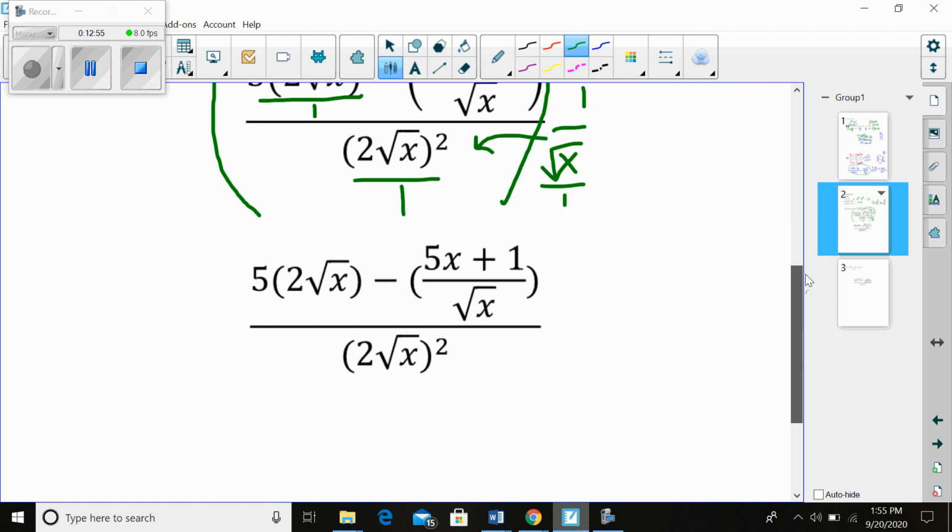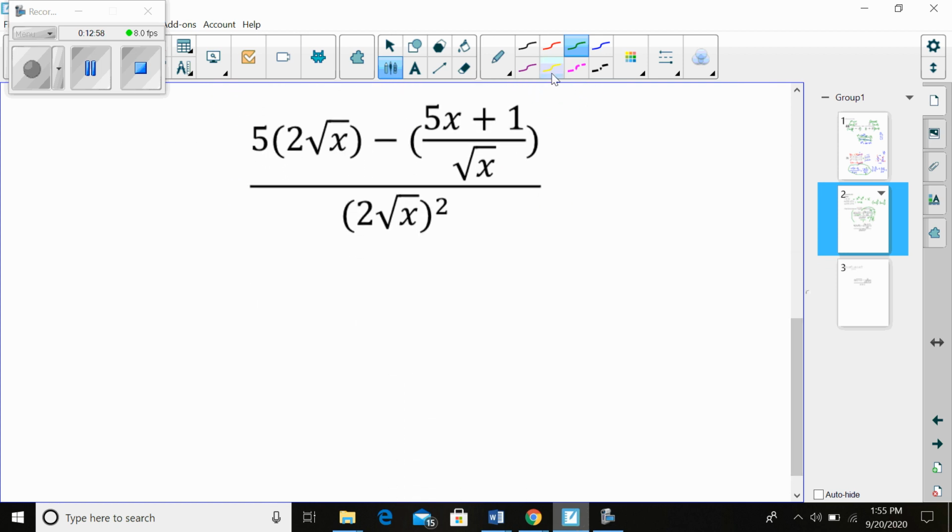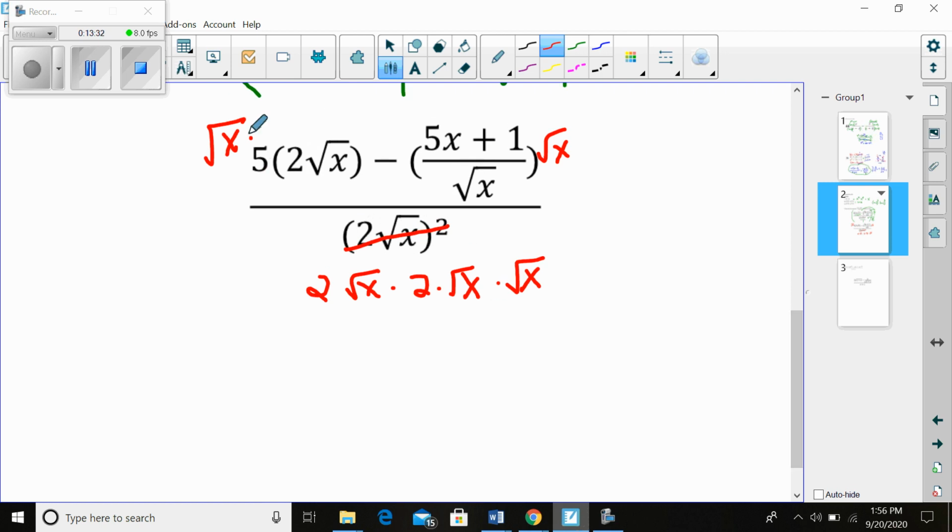Okay, and so then when I do that, here I recopied it because I didn't want to have to multiply again. So I'm multiplying by radical x here, multiplying by radical x here, and down here I want to note that I have radical x times radical x, 2 radical x, times 2 radical, and then times another radical x, right? Because I had to square this.